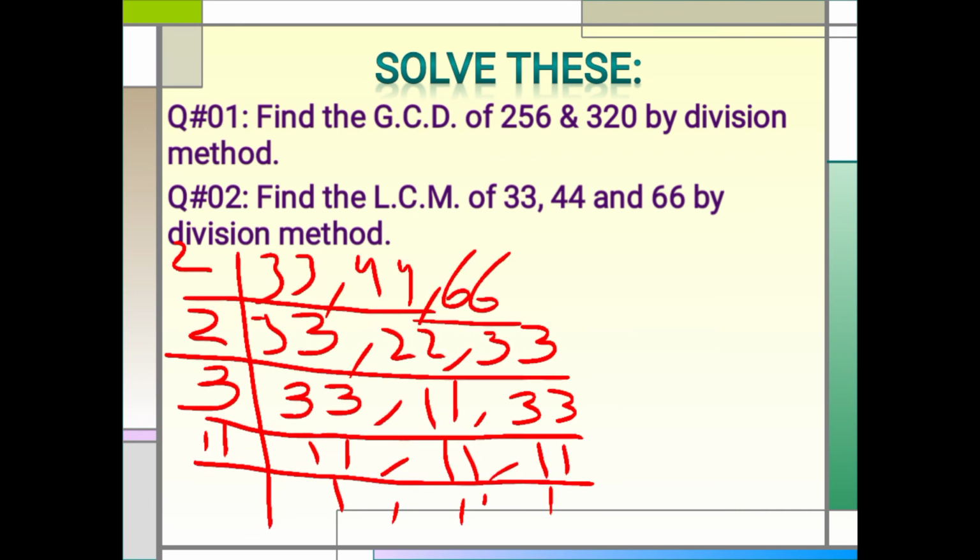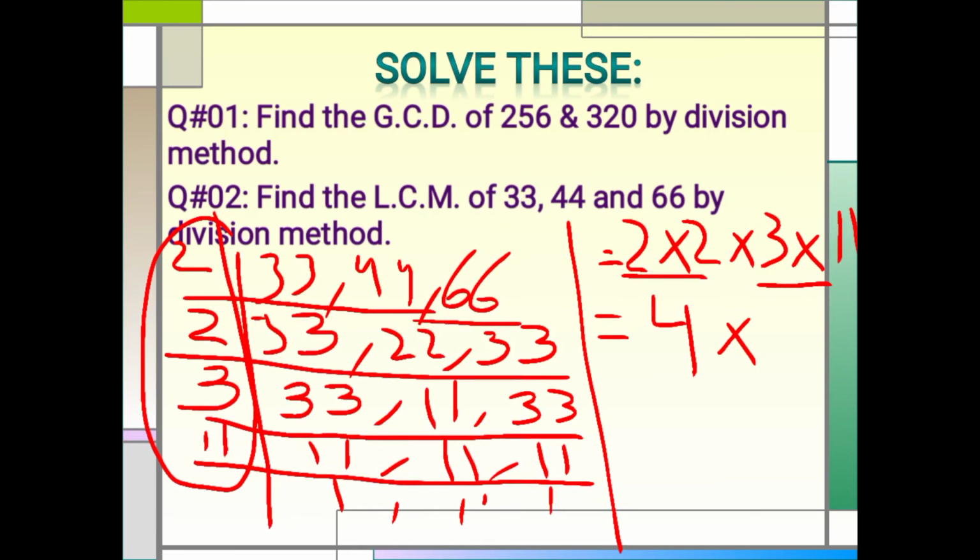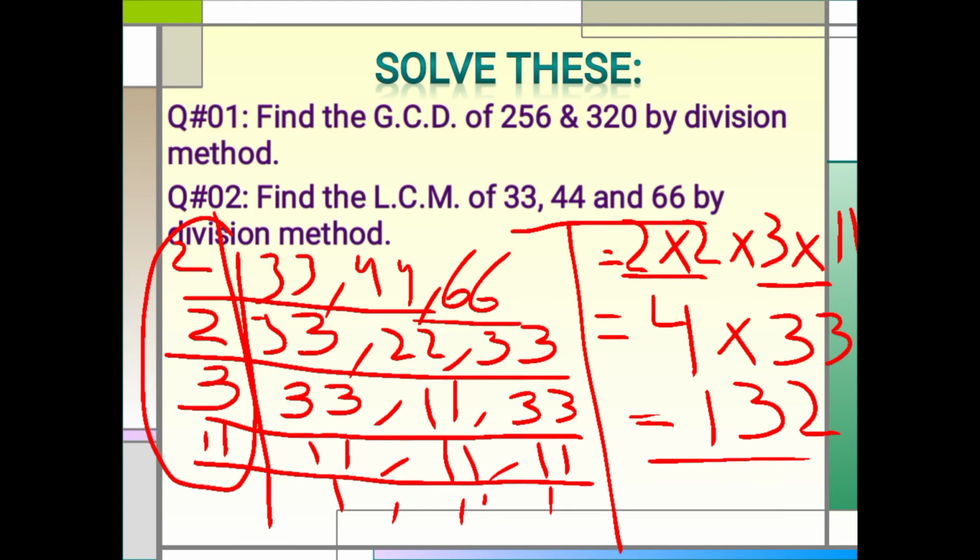Now what numbers do you get here? 2, 2, 3, 11. So simply you will find the LCM like this. You will write 2 multiplied by 2 multiplied by 3 multiplied by 11. 2 multiplied by 2 is 4, and 3 multiplied by 11 is 33, and 4 multiplied by 33 will become 132. So 132 is the LCM of 33, 44 and 66.